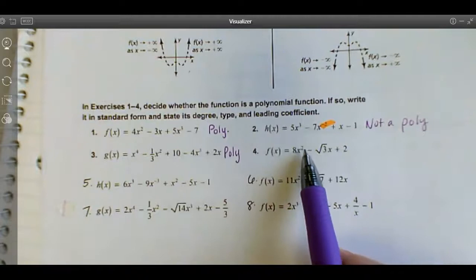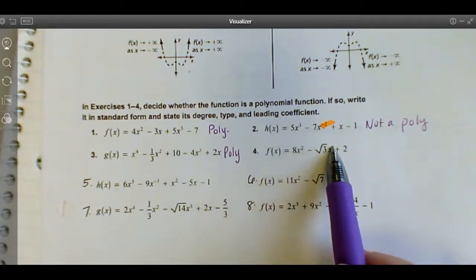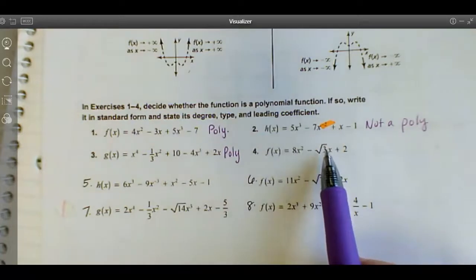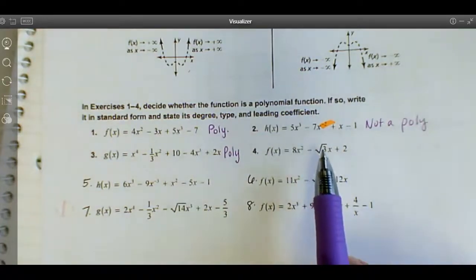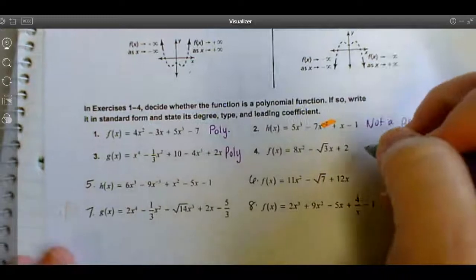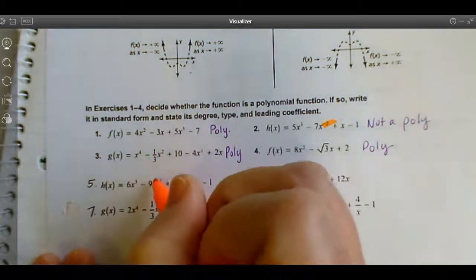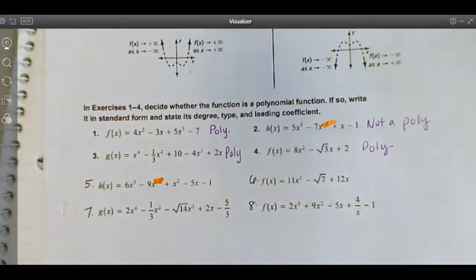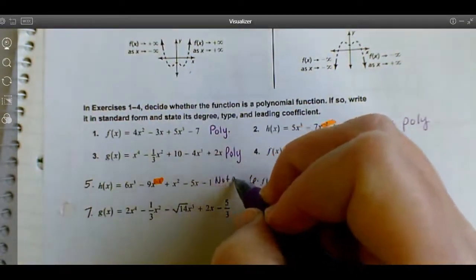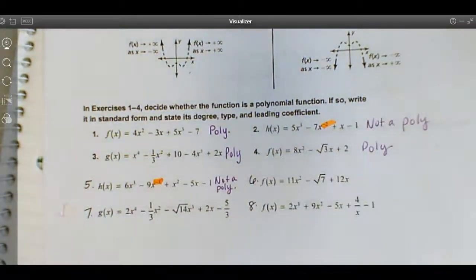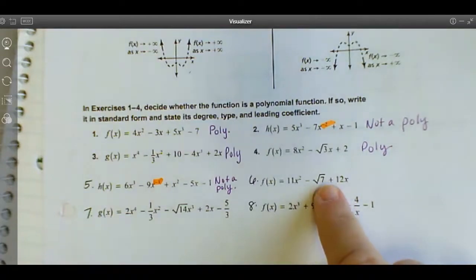Okay, look at the powers on number 4. We've got 2. There's a power of 1 here and then a number. You see that square root, but that square root's okay because it's not a power. Okay, as long as the power is okay. Okay, number 5. There's another negative here. That one's not a polynomial. When I look at the rest of them, number 6, number 7, and number 8, again I see a square root, but it's not a power, so that's okay.